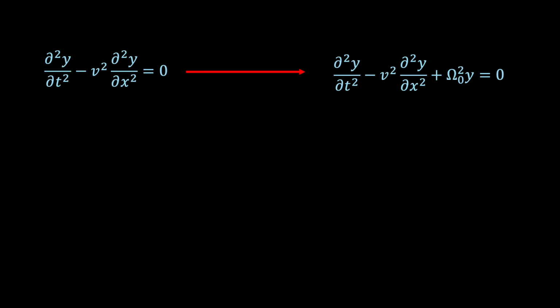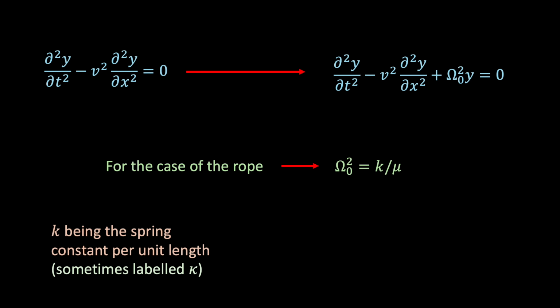Well, if you recall, we previously had the following expression for our wave equation without the spring restoring force. And it turns out that the effect of anchoring our rope to the ground with springs is to introduce a new linear term in our wave equation equal to omega naught squared y, where, for the case of the rope system, omega naught squared is equal to k divided by mu, where k is the spring constant per unit length of the rope due to these restoring springs, and mu is the mass per unit length of the rope.